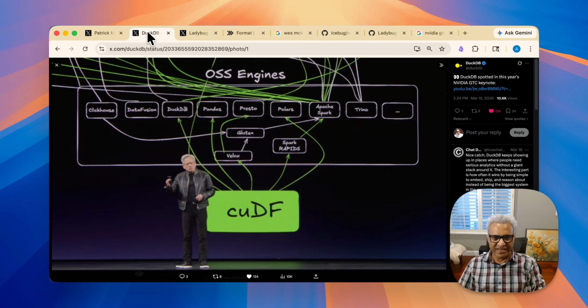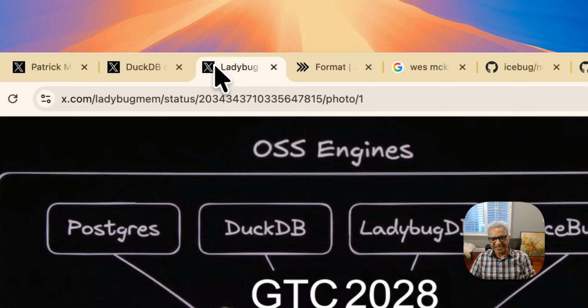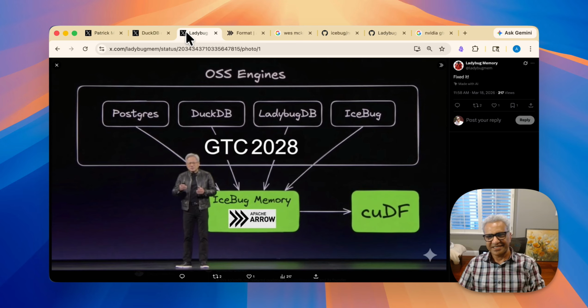So I thought it would be interesting to simplify this. So I put up this meme that when Jensen stands up on stage in 2028, there'll be a much simpler slide. There'll be only 4 boxes, and there is something called Icebug memory that all the boxes connect to, and it uses Apache Arrow, and it fixes everything, including connecting to NVIDIA GPUs through CUDA data frames. So what is this Apache Arrow thing, and how is it related to Icebug memory? Let's talk about it.